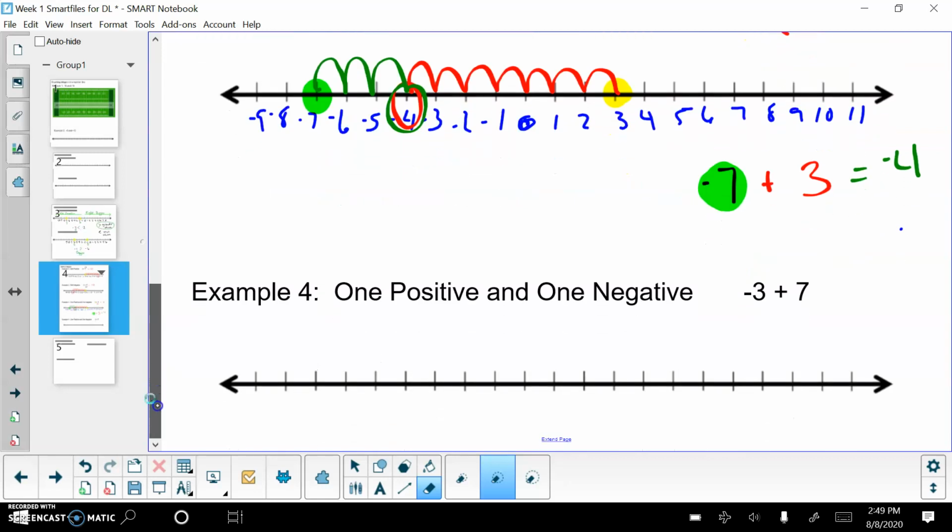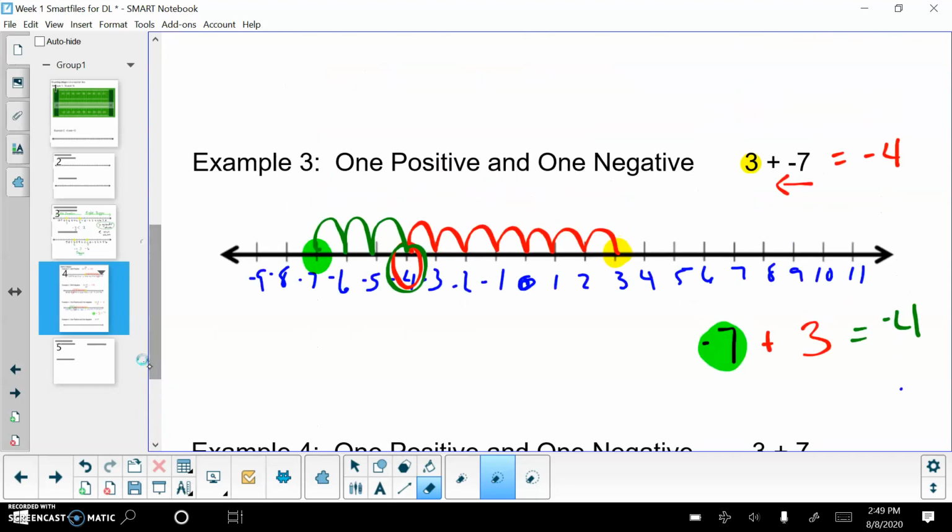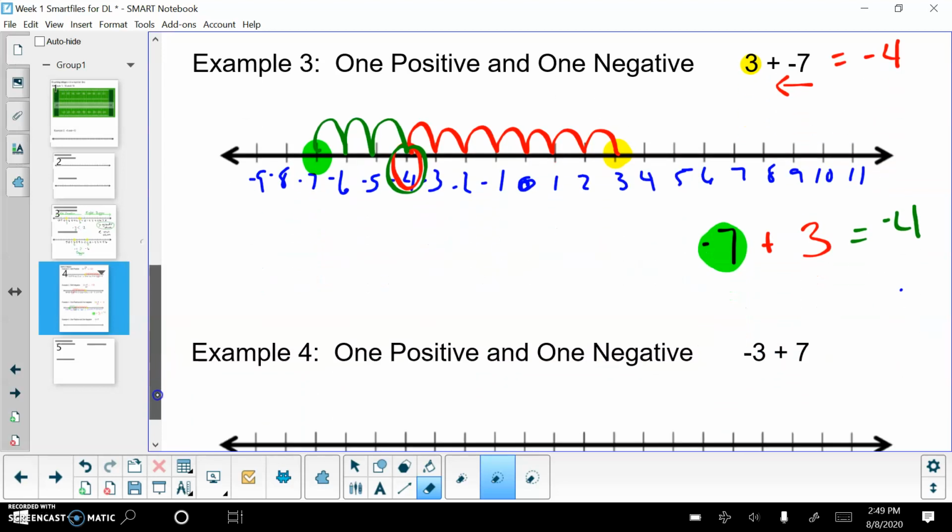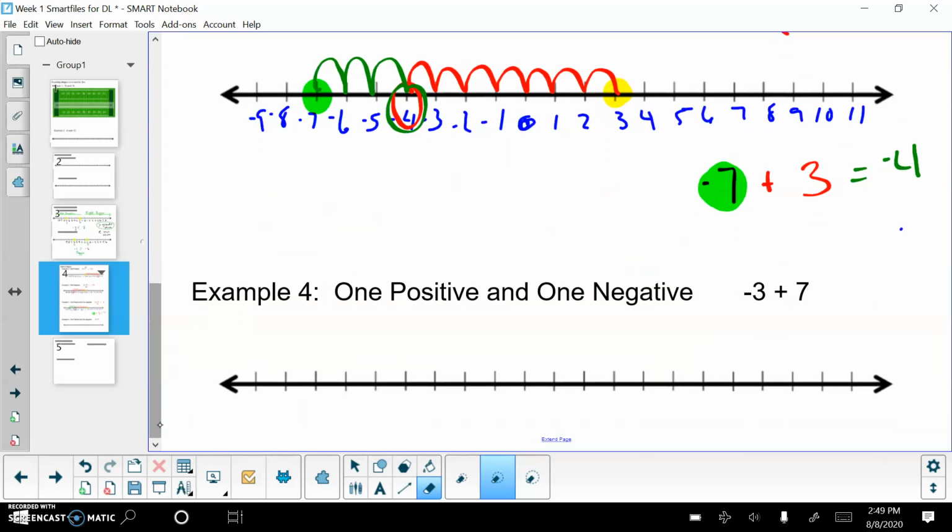Now, let's see about the second example, because some people will think that every time you do a positive and a negative, your answer is negative. That's not true when you're adding. That's something we get from multiplication. When you multiply a positive and a negative, your answer is negative, but that's not really how it works with adding. Sometimes it is, like in example 3. Let's look at example 4.